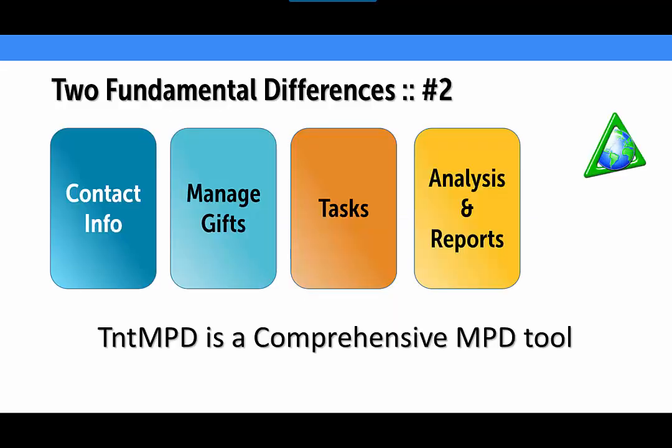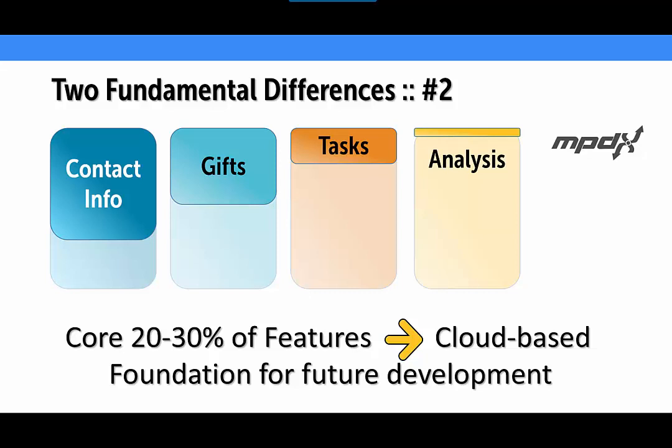The second fundamental difference is that when you look at the four main components of an MPD software, contact information, managing gifts, managing tasks and history, and analysis and reporting tools, TntMPD has 15 years of development to really fill out a broad suite of features to do this. Whereas MPDx, by its very design, was not intended to do that. It wasn't intended to duplicate all of TntMPD's features. It has only about 20 to 30% of TntMPD features, but those are the features that most missionaries use most of the time. And so the developers, as I see it, wanted to deliver that core functionality in a cloud-based way.